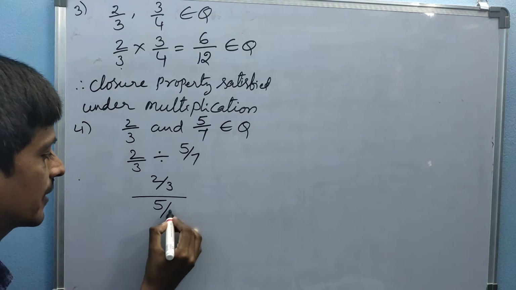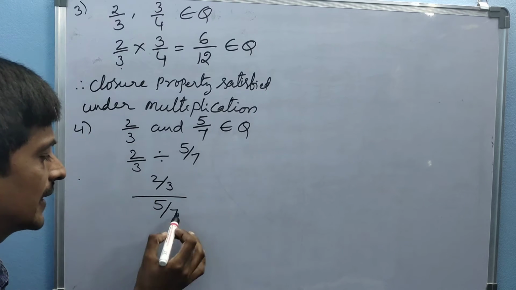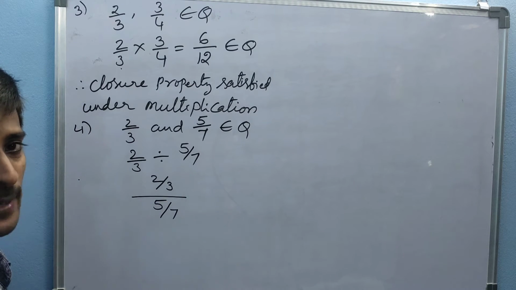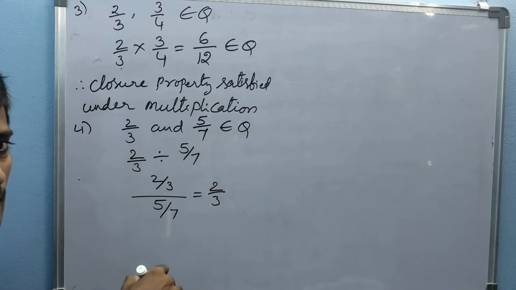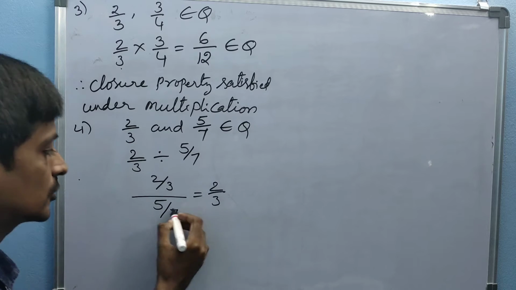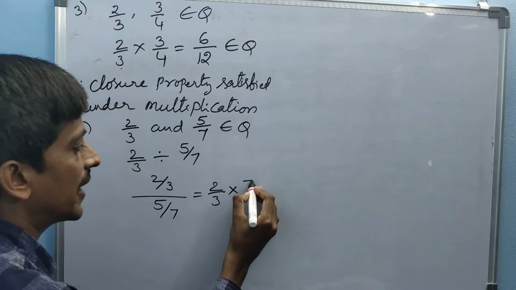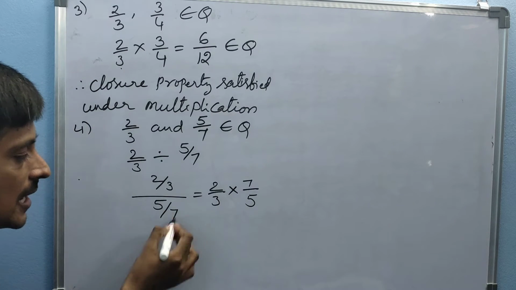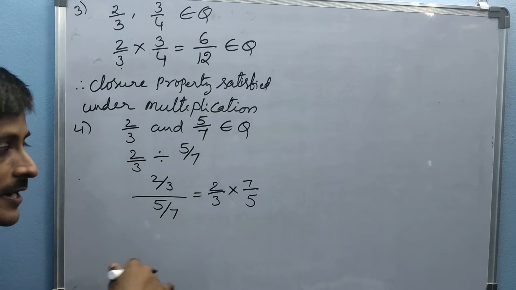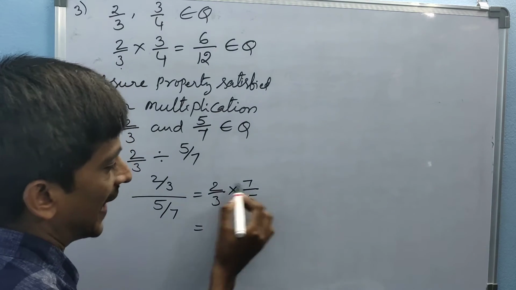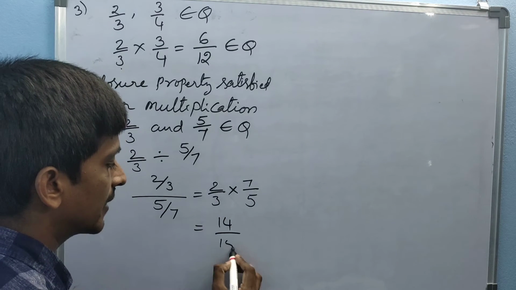When two fractions are divided, the denominator fraction is changed to its reciprocal. Reciprocal means the numerator and denominator are interchanged, and the symbol becomes multiply, 7/5. The denominator fraction is reversed: numerator becomes denominator, denominator becomes numerator. So now two fractions multiply. Numerator: 2 times 7 is 14, 3 times 5 is 15.